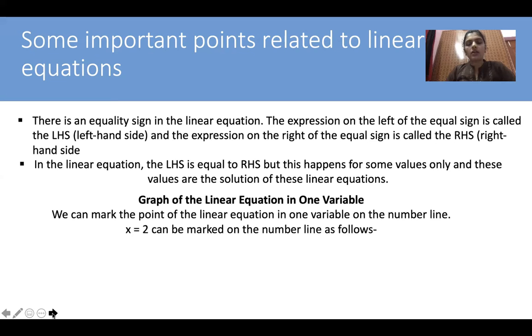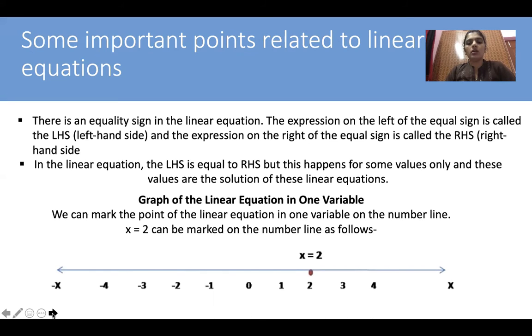Now how can we represent a linear equation on a number line? We can mark the point of a linear equation in one variable on the number line. Suppose x is equal to 2. We can represent it like this. This is x equal to 2. This is x equal to minus 1. This is x equal to minus 3. Like this we can represent a linear equation on the number line.